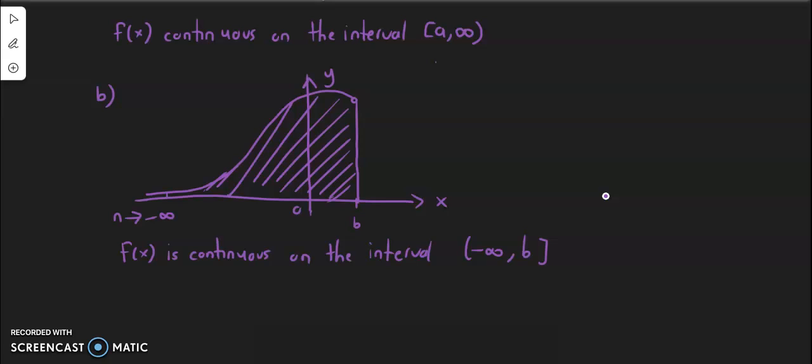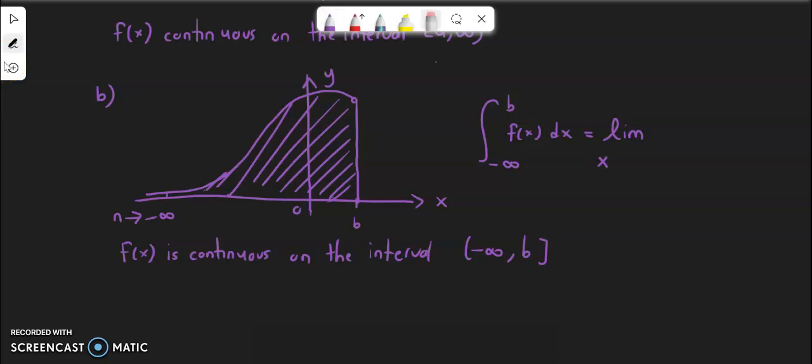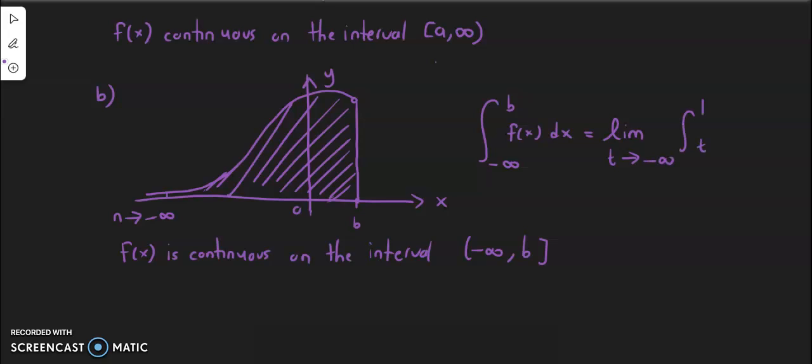Now to solve this kind of integral, you want to find the integral from minus infinity to b of f(x) dx. It simply means you apply the limit as t approaches negative infinity of the integral from t to b of f(x) dx. So this is case number 2.